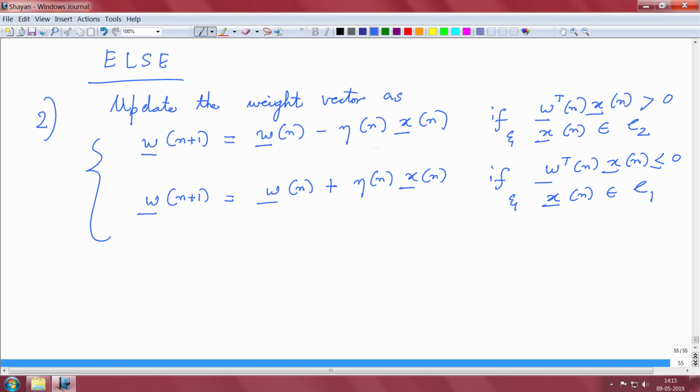So, I subtract this quantity x n, I scale it with some eta. Similarly, if the inner product was negative or 0 and the data point belonged to class C1, then I have to add something to this weight aligned in the direction of x n, and that would be scaled by eta. So, there is going to be a plus sign here and there is going to be a minus sign here. So, you have to see this carefully how this works. Here eta of n is a learning parameter.